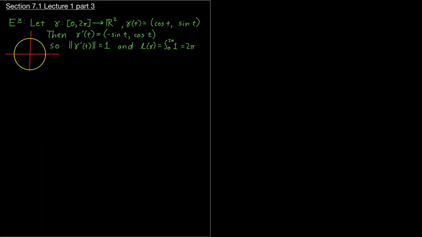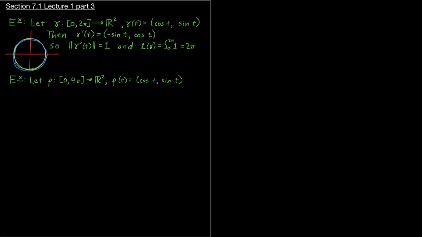Okay, no surprise there. Now here's where it gets interesting. Let rho be a function with domain 0 to 4 pi, and we'll give rho of t the same definition. Then this again is the unit circle, but in a sense, you're going around twice. You go around once, and then you go around again.